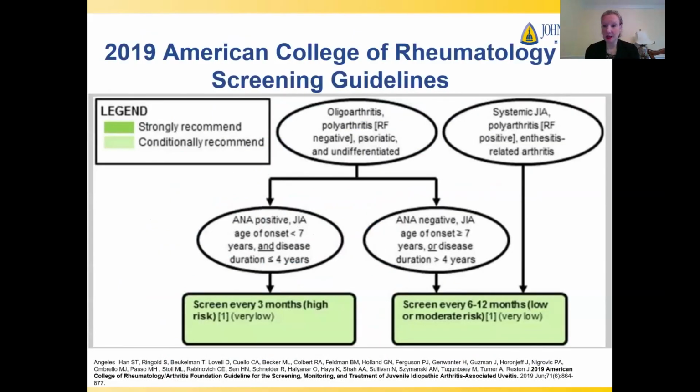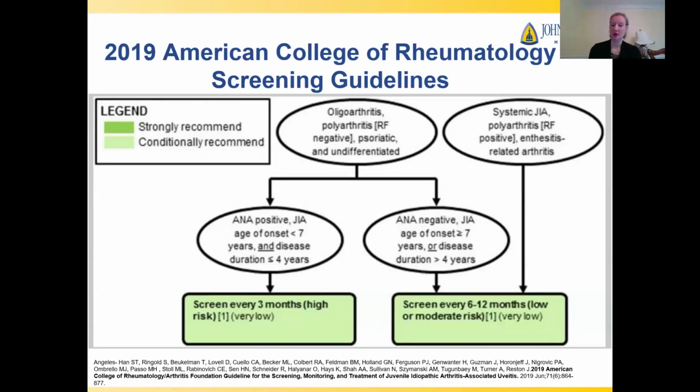Screening algorithms, because of the importance of understanding that there's inflammation and treating the inflammation before complications occur, is the hallmark of prevention of complications. And so in 2019, the American College of Rheumatology changed the screening guidelines. And I really like this flow chart because it simplifies what we should do and when.